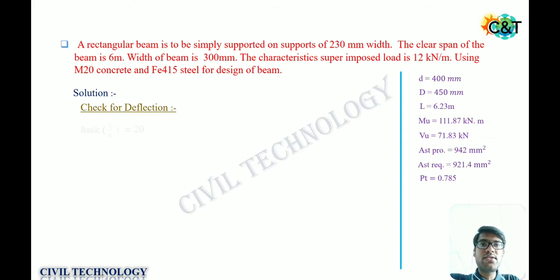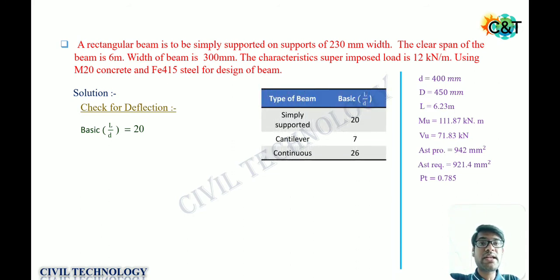For that we require some parameters, like first is the basic L by D ratio. The basic L by D ratio varies depending on the type of the beam. If you read IS 456, you will get this table. For a simply supported beam, we take the value as 20. For a cantilever beam, the value is 7, and for a continuous beam the basic L by D value is 26. As our beam is simply supported, we take the basic L by D value as 20.